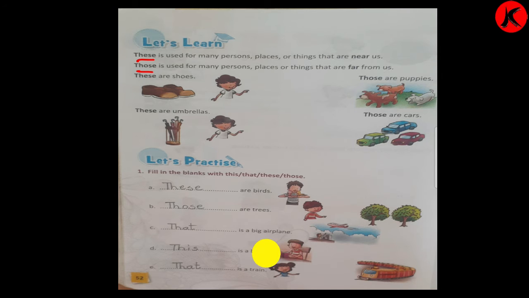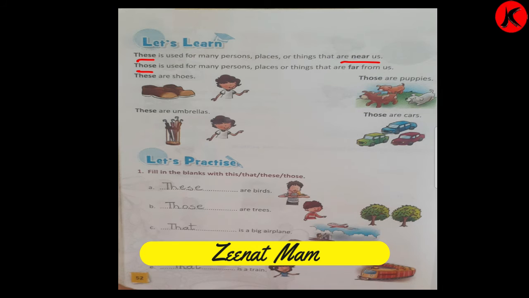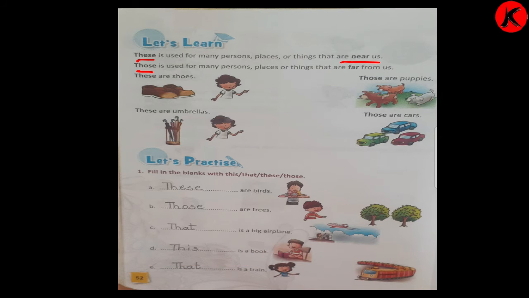Those, those हम कभी यूज़ करते हैं. Those is used for many persons, places or things that are far from us. अपने से दूर है, far from us. That are far from us. These is used for more than one. Even those is also used for more than one.